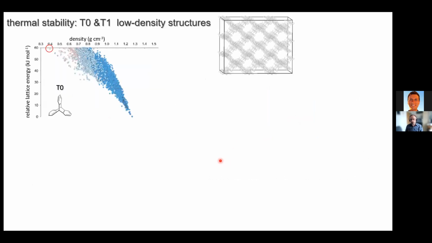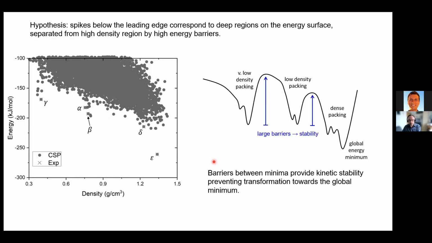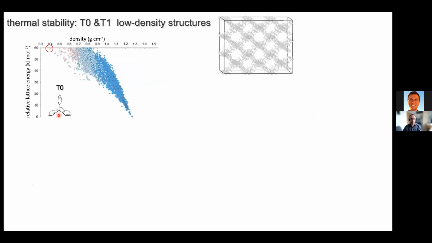In the original work where we published this, we did some work to try to understand the stability by taking some of these structures and running molecular dynamics. So allowing the molecules to essentially follow Newton's laws of motion to sample the energy landscape, and heating them up to see if they would transform.